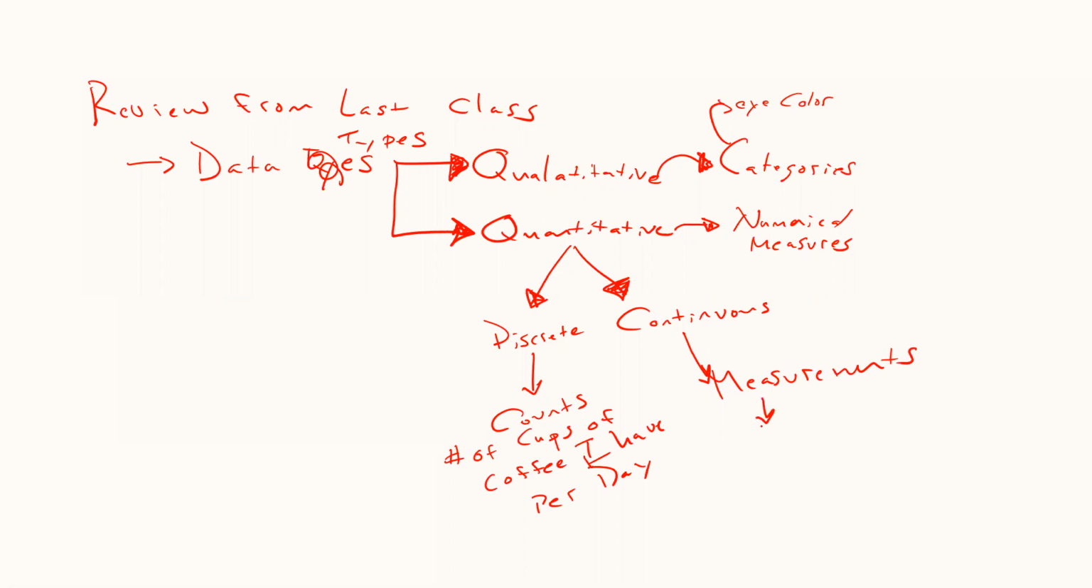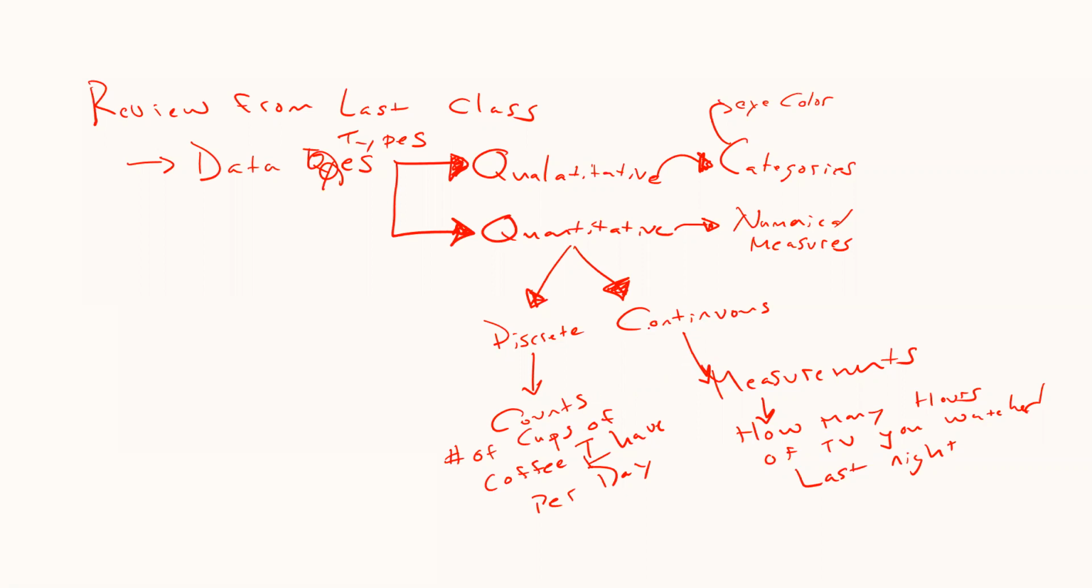This could be something like how many hours of TV you watched last night. So discrete and continuous, the difference being that they're counts and measurements.